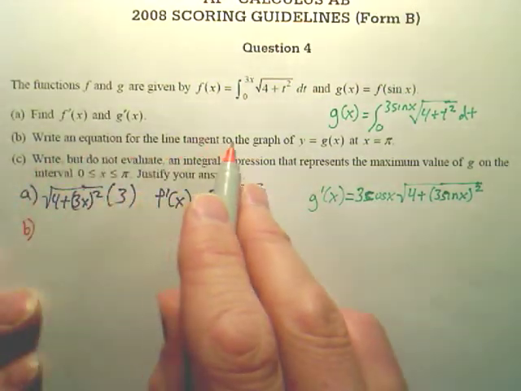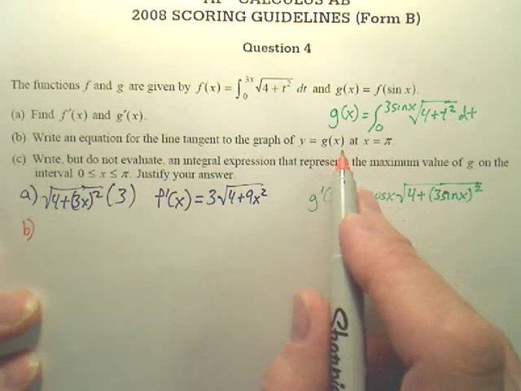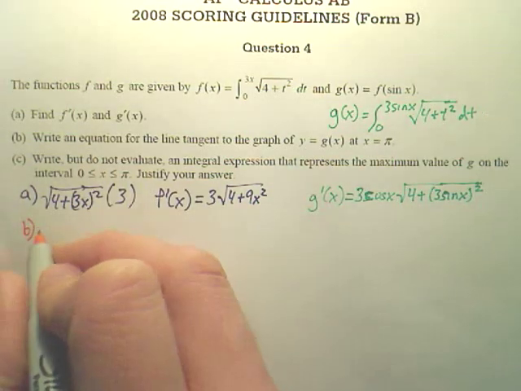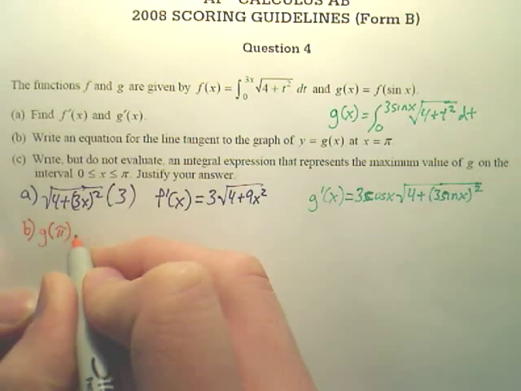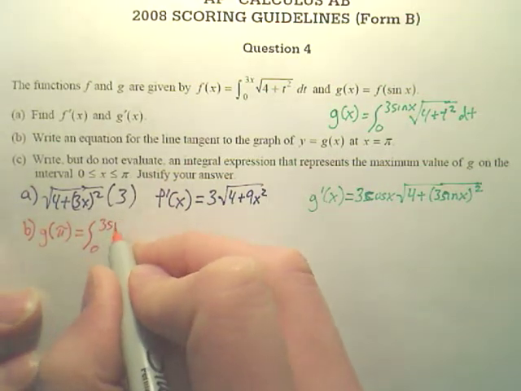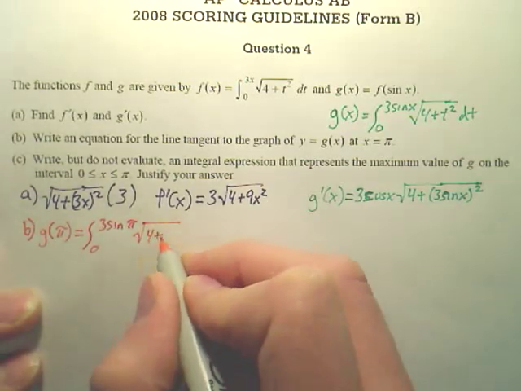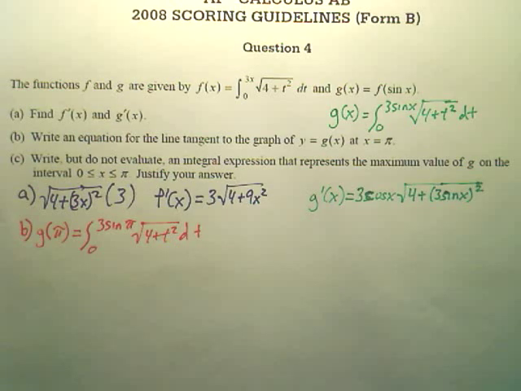B, write an equation for the tangent line of g at x equals pi. So to do this, we first have to find y. So if I want to find y, I need to find g of pi. g of pi is going to be the integral from 0 to 3 sine pi of 4 plus t squared dt. Now if we do this, we have to find this.